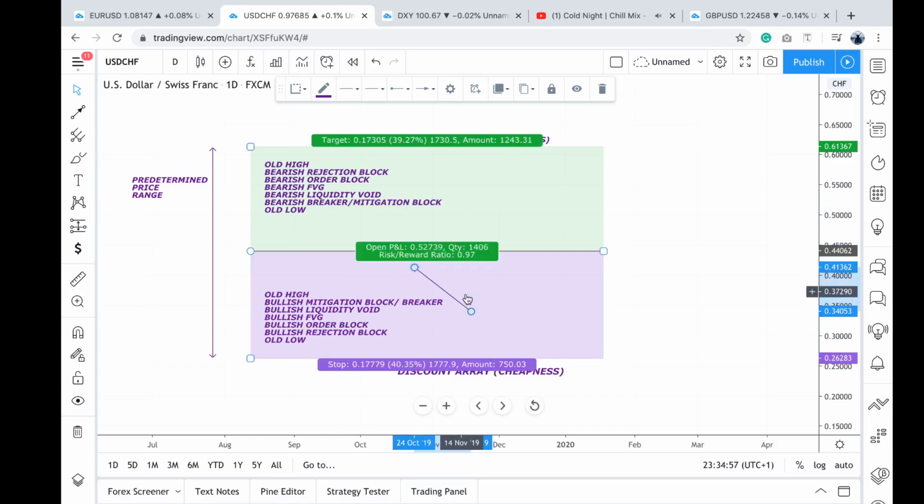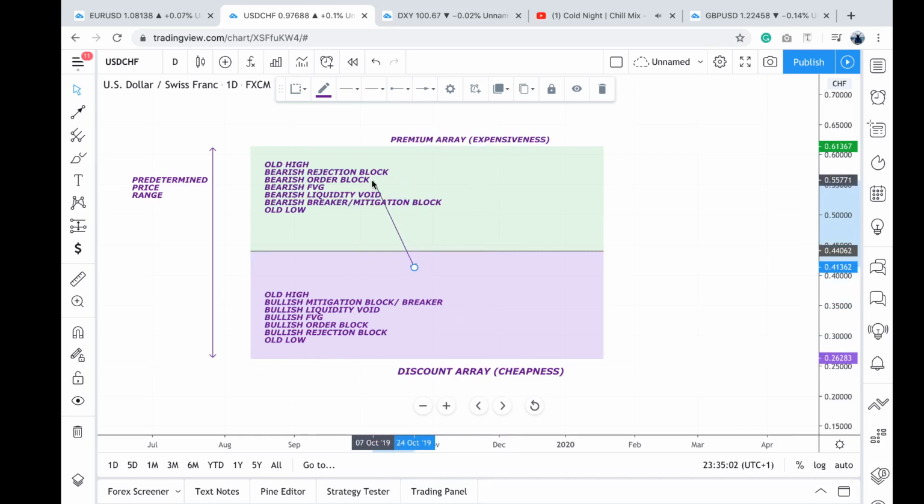And now let's assume price is moving from a premium level to a discount level. Let's say price makes a reversal off a bearish order block. Then the potential targets you want to seek, in order of appearance on your chart, would be old high. Next up would be bullish mitigation block slash breaker. Next up would be a bullish liquidity void. After that, bullish fair value gap, then bullish order block, bullish rejection block, and on the extreme side of the range, you've got old lows. That will be the last portion of that move in terms of a cheap or discount area.